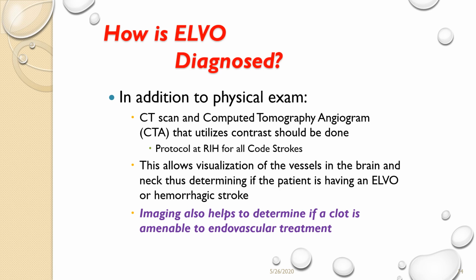So this allows for visualization of the vessels in the brain and neck, and it can help determine if they're having an ELVO or a hemorrhagic stroke, right? Again, and also determine if the clot is amenable to endovascular treatment in VIR. Can they roto-rooter that bad boy out?